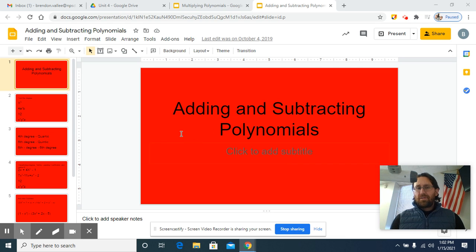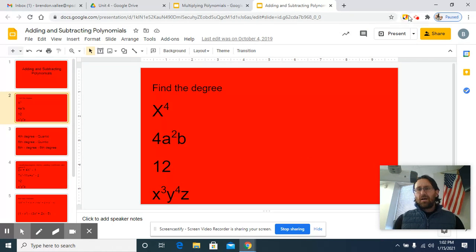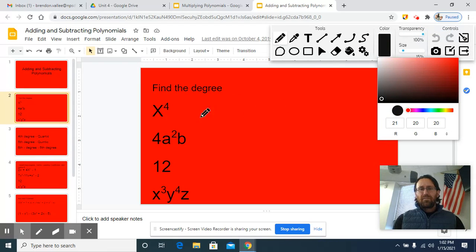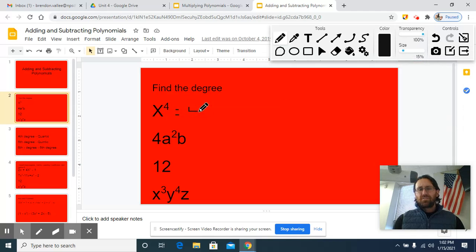Okay, the next couple lessons are a review from Algebra 1, so I'm going to go through them relatively quickly. Degree is the largest exponent. If you're looking at x to the fourth, this is degree 4. If you're looking at this monomial right here, b is 1, so 2 plus 1 is 3. If there's no variable, the degree is 0. And again, for this one, z is 1, so 3 plus 4 plus 1 is 8. That's the degree of a polynomial.